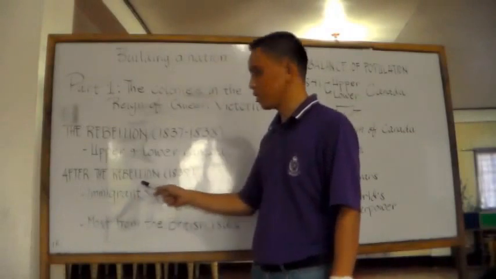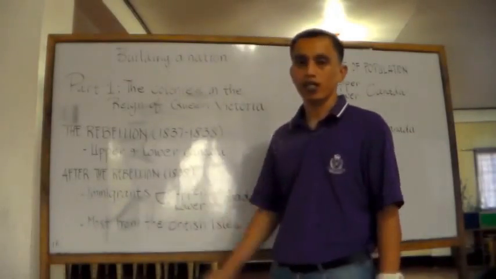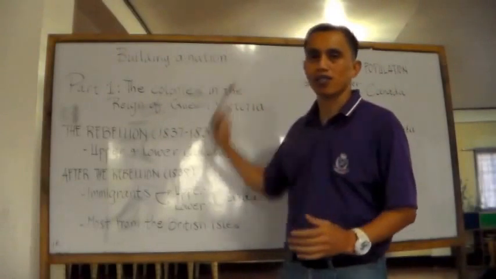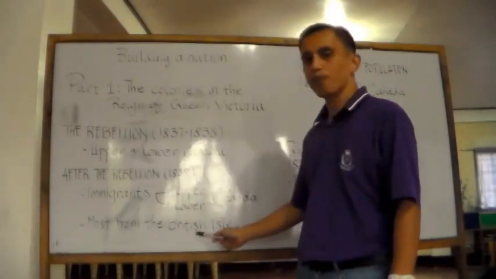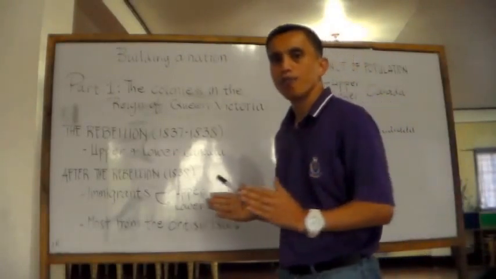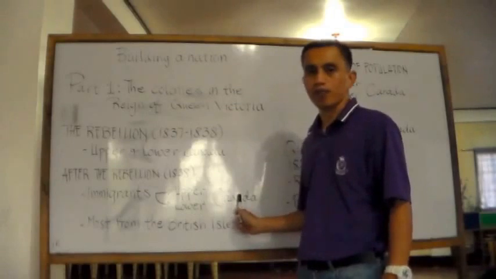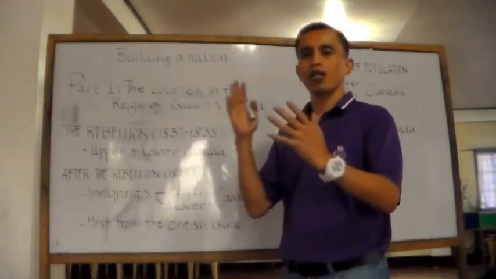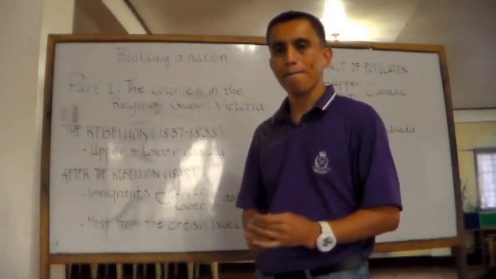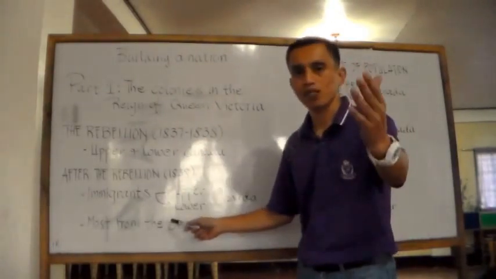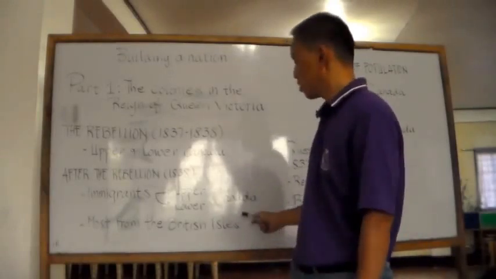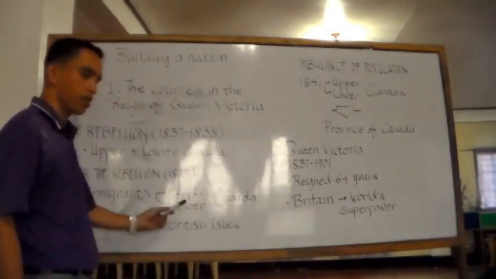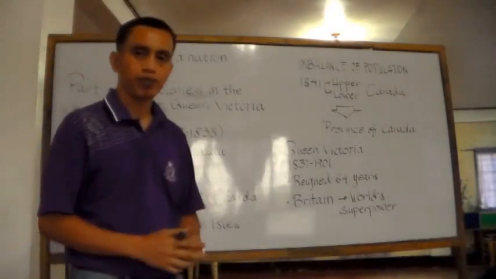Now, after the rebellion was over, in 1838, many people in Great Britain, in the British Isles, moved to Upper and Lower Canada to seek a better future. Many were very poor, many were very rich, many were middle class, but everyone moved because they wanted a better life. In doing so, when the British people went to Canada, the French were outnumbered.